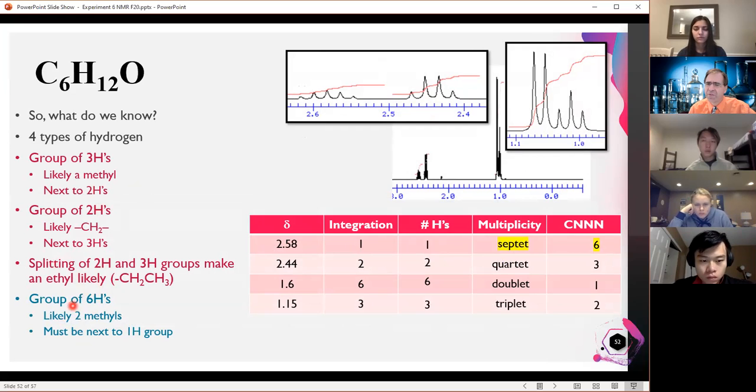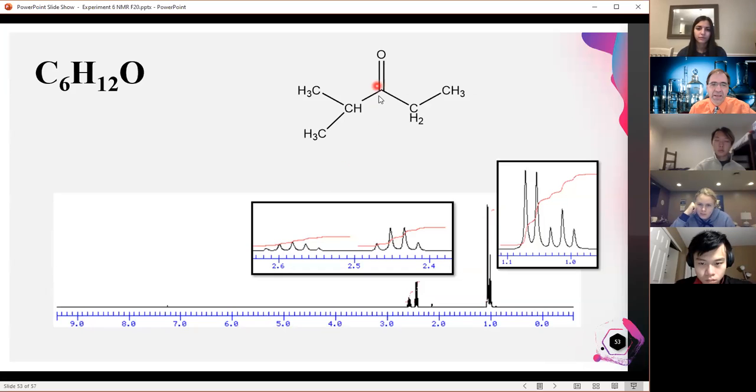Why can't they be next to each other? If they were next to each other, this CH2 would be split by these 3 protons and a proton on the other side, but they're not. So there has to be something without a proton in between. Likewise, this 6 hydrogens, if this one is split into 6, okay, it can be next to the 2 methyls, but it can't be next to anything else. And that's why I knew to put in this carbon in between my 2 groups.